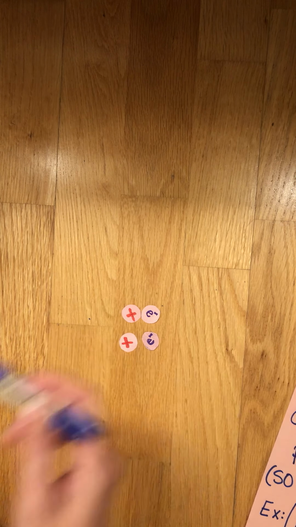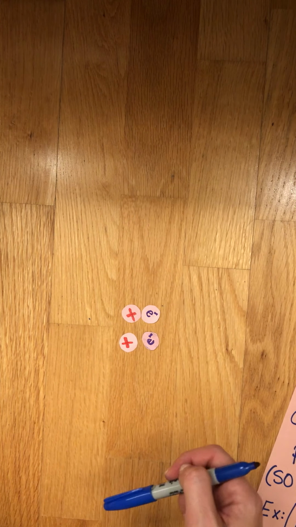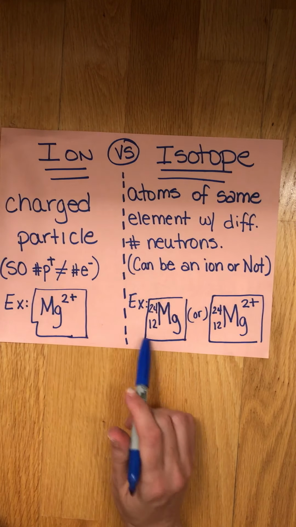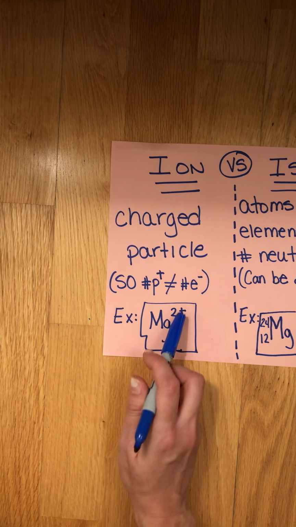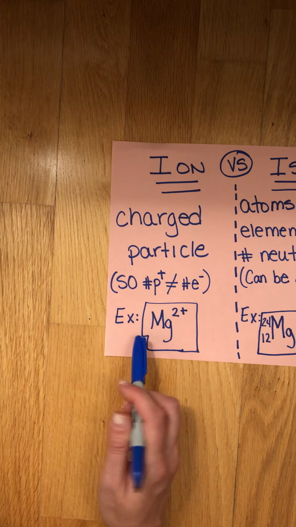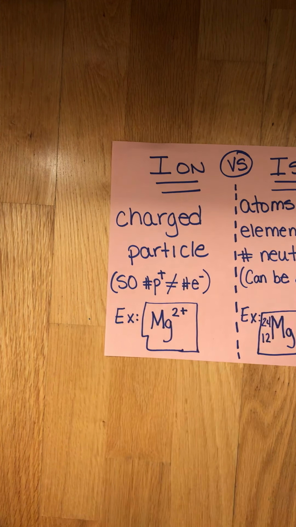And this is just an example. Magnesium obviously has 12 protons, so it'll have 12 electrons if it's neutral, right? But in this instance, I lost 2 of those electrons. So instead of having 12 electrons, I have 10 electrons. Okay, and again over here, this is just a basic ion. Notice I don't even have to put any isotope notation if I'm just asking about an ion.